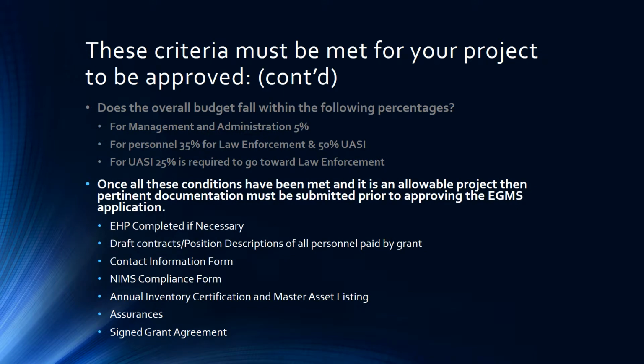Once all of these conditions have been met and it is an allowable project, then pertinent documentation must be submitted prior to approving the EGMS application. This might include an EHP completed if necessary, draft contracts and position descriptions of all personnel paid by grant funding, contact information forms, NIMS compliance forms, annual inventory certifications and master asset listings, assurances, and a signed grant agreement.